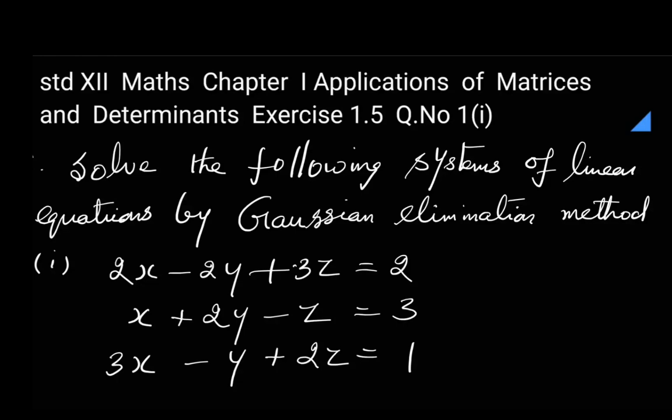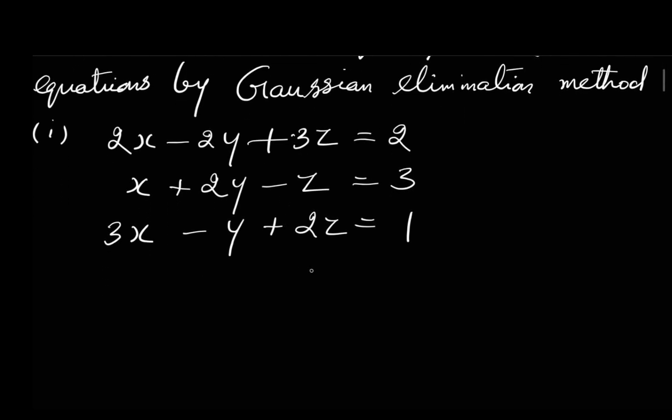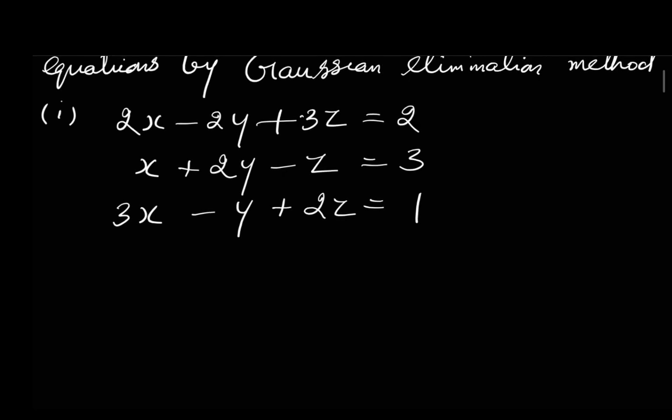See Standard 12th Maths, Chapter 1, Applications of Matrices and Determinants, Exercise 1.5, Question number 1, the first division. Solve the system of linear equations by Gaussian elimination method. So, 3 equations are given. You have to solve these equations. So, you have to make the elementary transformations. Already we have seen this.